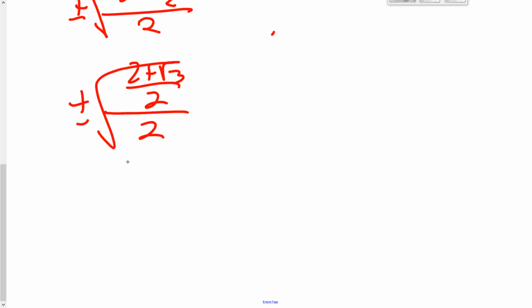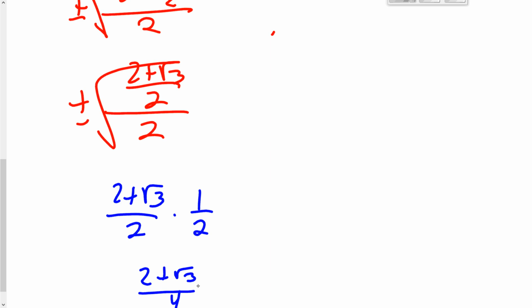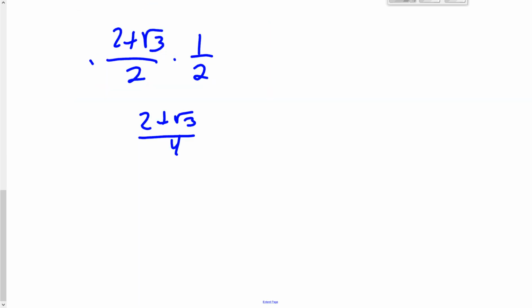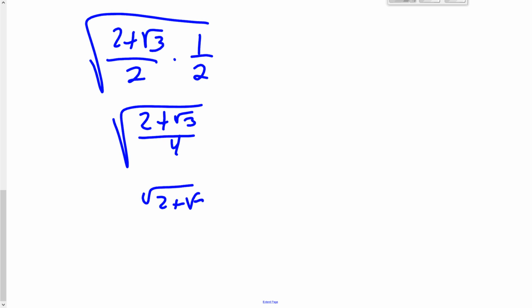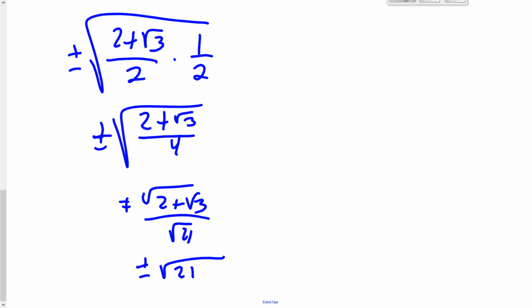So when we divide by 2 here, that means we're multiplying by 1/2. We have the numerator here, and then we're multiplying by the reciprocal of the denominator, which is 1/2, and so we get 2 plus root 3 over 4, and that's being square rooted. Then we can square root the top and square root the bottom, so we get our final answer: plus or minus the square root of 2 plus root 3 over 2. So there's our answer for cosine of 15 degrees.